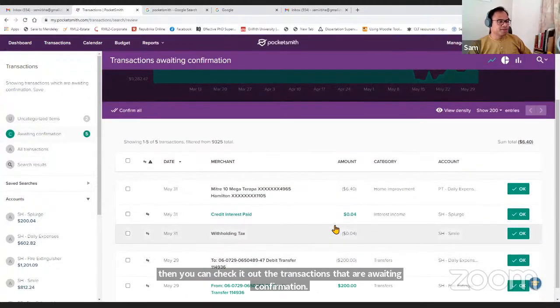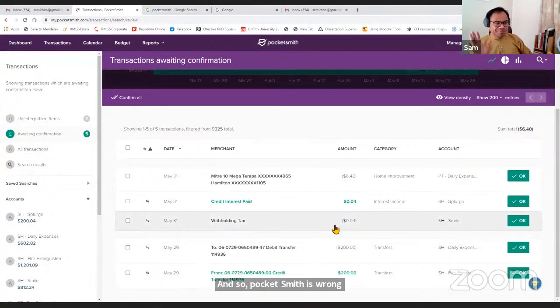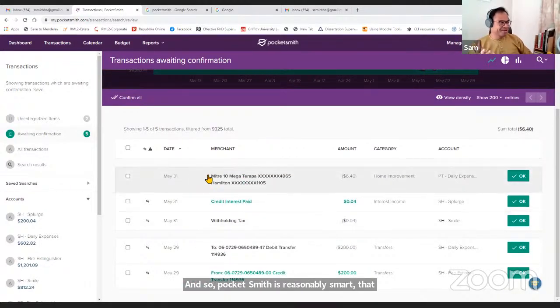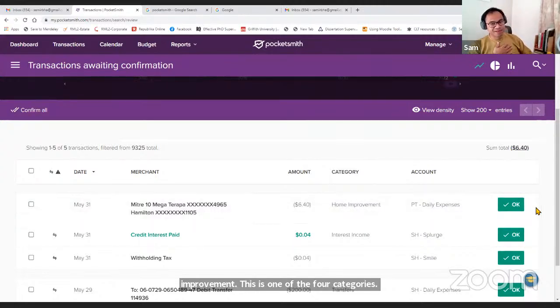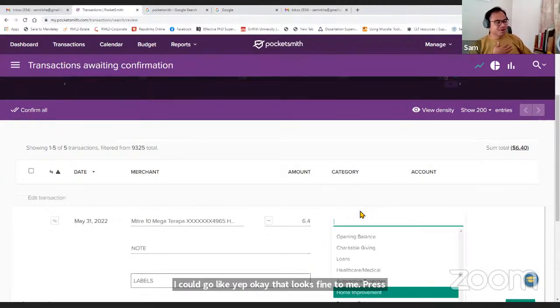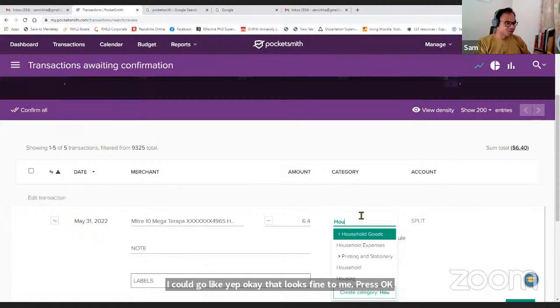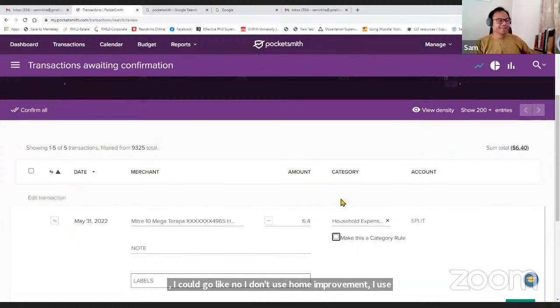PocketSmith is reasonably smart. It can take a look at where you've spent your money. Say, for example, we spent some money at My to 10, right? And it goes, oh, My to 10, that's on our home improvement list. And so it'll match it to home improvement because it's one of the default categories. I could go, yep, okay, that looks fine to me, and press okay. Or I could go, no, I don't use home improvement. I use household expenses, right?